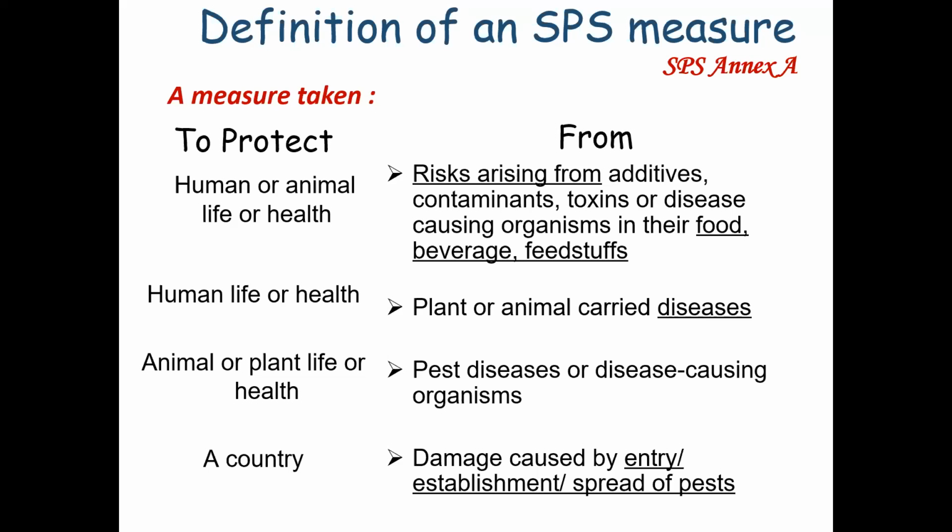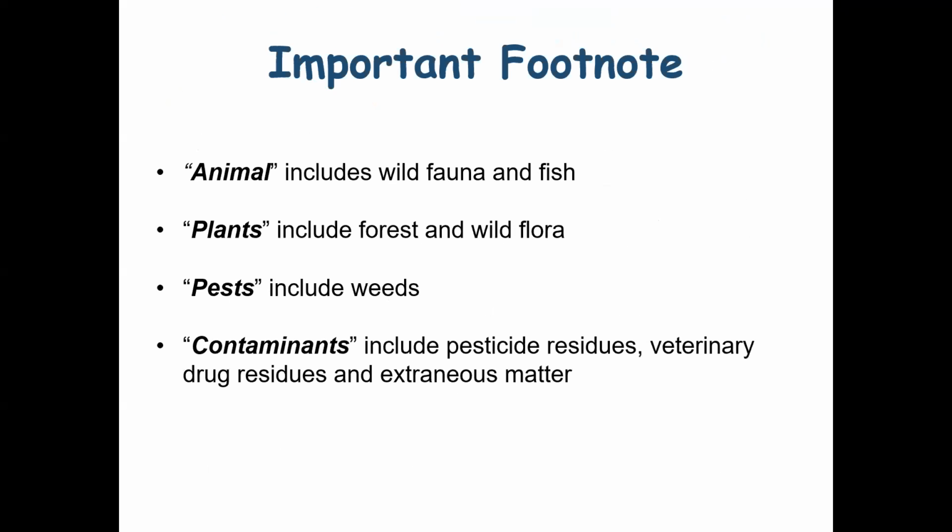And then the agreement also addresses the country. So the health of the country is also addressed, and a measure also protects the country from damage caused by entry or establishment and spread of pests. So basically you're looking at the human health, you're looking at the animal life and health, and you're looking at the plant life and health, and you're looking at the whole country as a whole, that it should not have entry of or spread of pests and diseases which do not exist in that country. So these are the different aspects, and this is what the SPS agreement basically addresses.